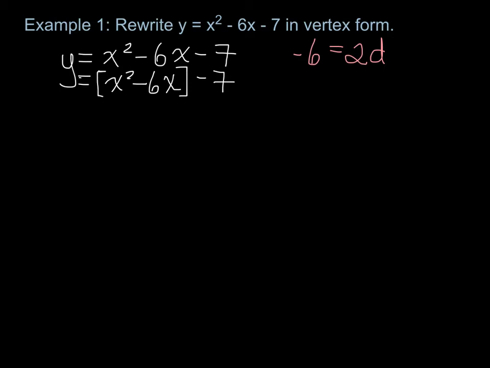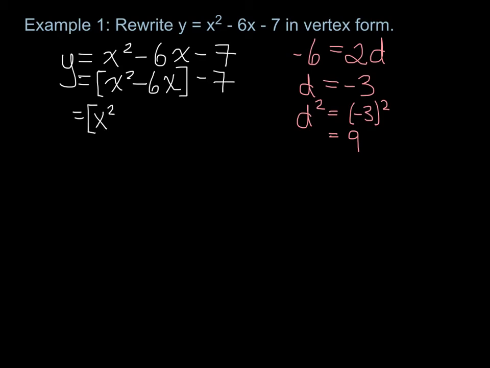So that means in this case that d is negative 3, right? 2 times negative 3 is negative 6. And what I need is d squared. And d squared, that would be negative 3 squared, which is positive 9. So it turns out that what I need is positive 9.